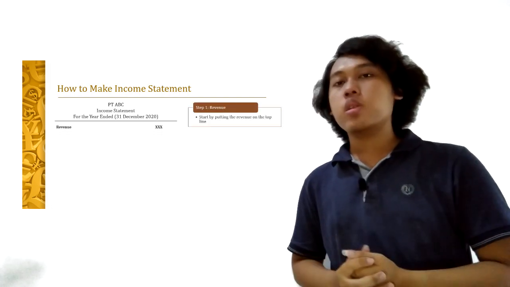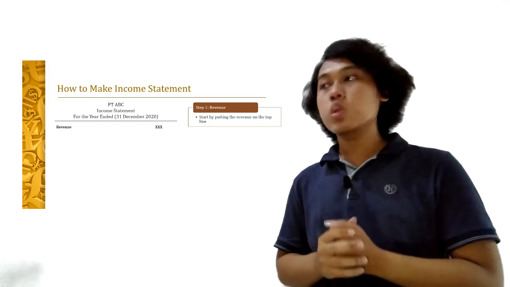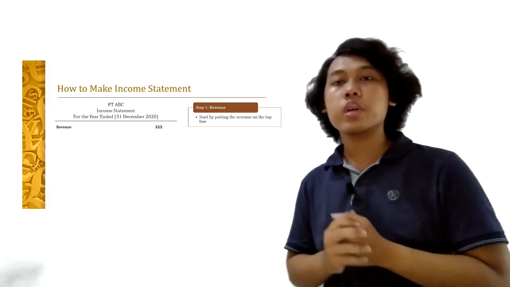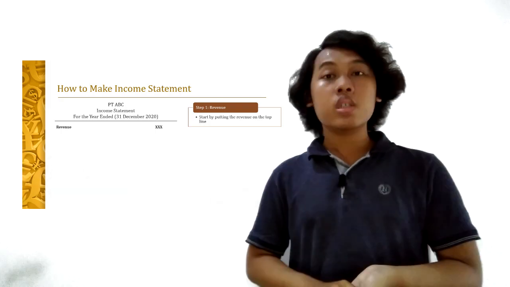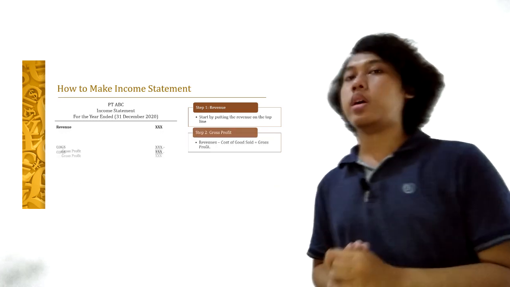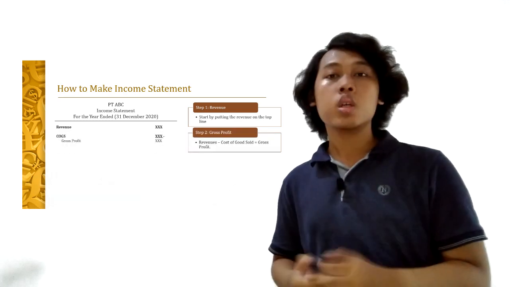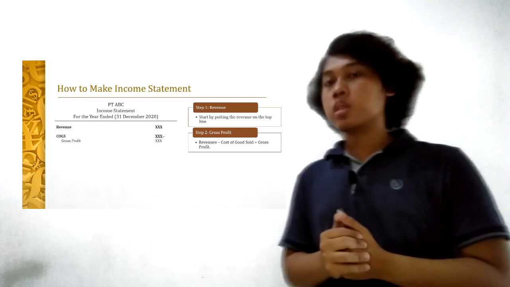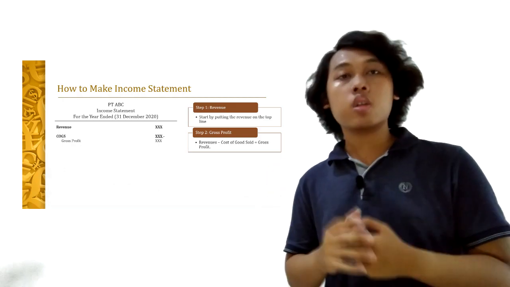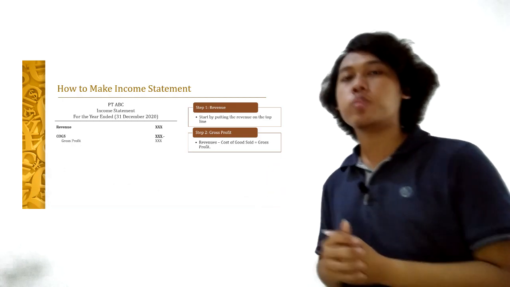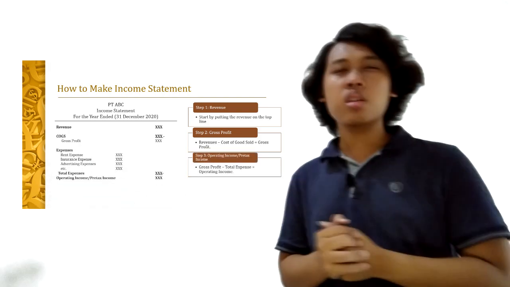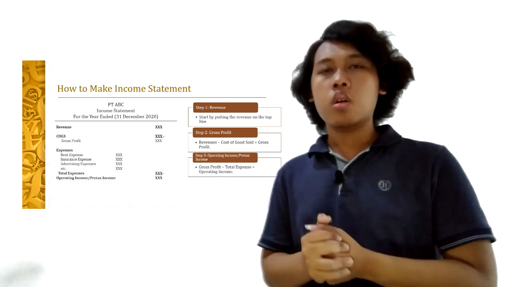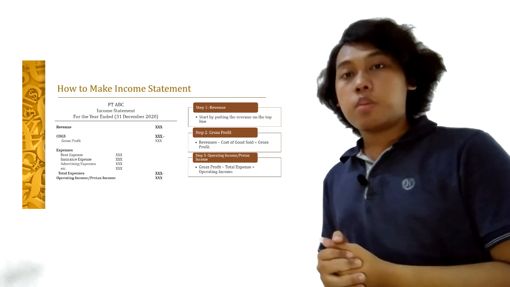Okay, step 1 is revenue. Start by putting the revenue in the top line of the statement, because revenue is also known as the top line. And step 2, gross profit. To get the gross profit, subtract cost of goods sold from revenue. And step 3, operating income or pre-tax income.